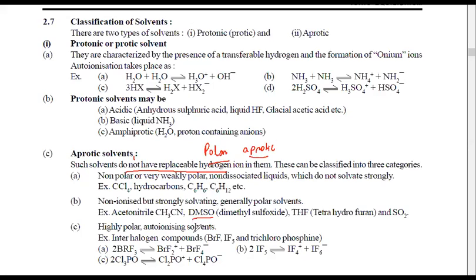For example, DMSO, dimethyl sulfoxide, or CH3CN, THF, they are usually polar solvents. They are polar aprotic. But when we talk about C6H6, C6H12, they are just non-polar aprotic. Got it, everyone? Tell me, got it? Yes or no? Anyone have any issues?